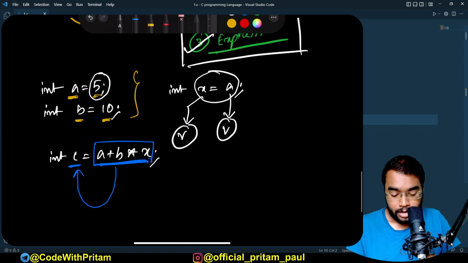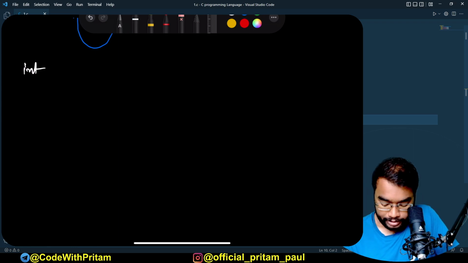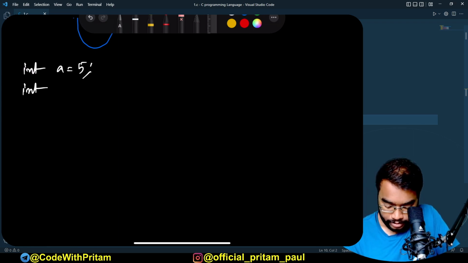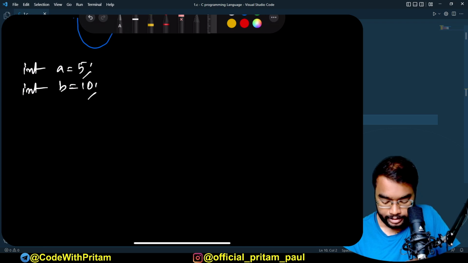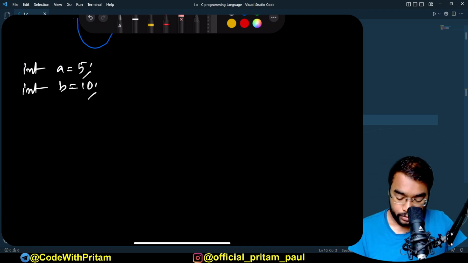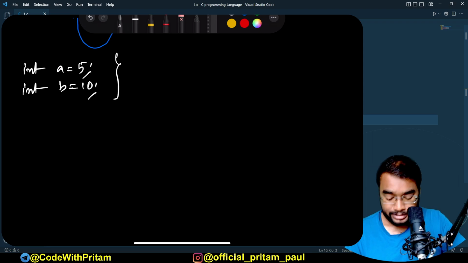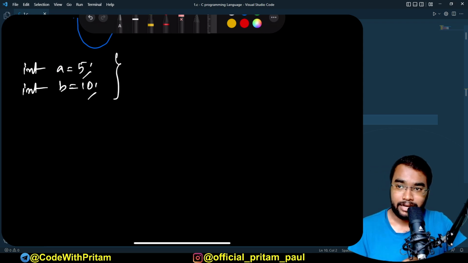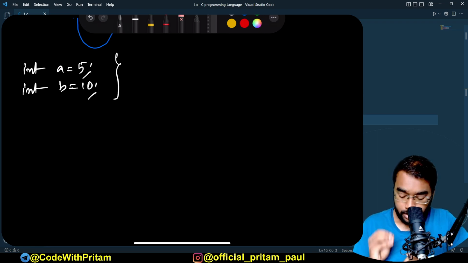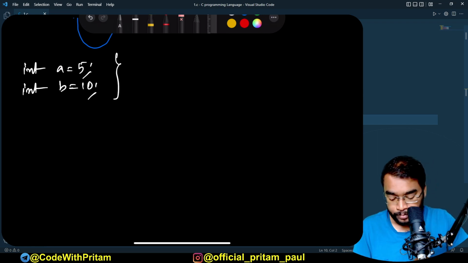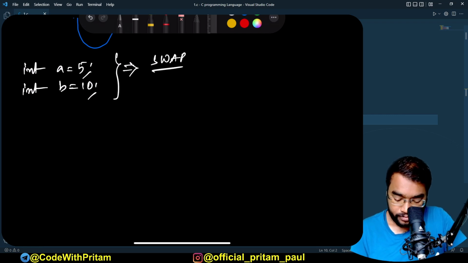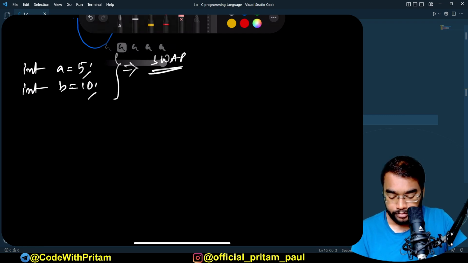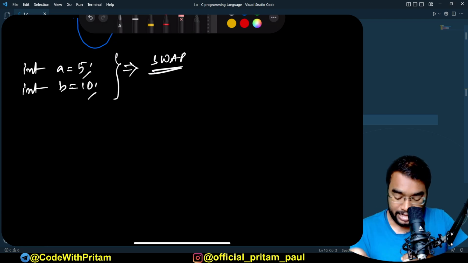Clear? Now let's take an example. Integer a equal to 5, integer b equal to 10. So here we can assign some values. Now what is the application of assignment operator? There are basically two basic problems which would be very clear to you if you try to understand how to swap them. Swapping variables is an example of the application of the assignment operator.